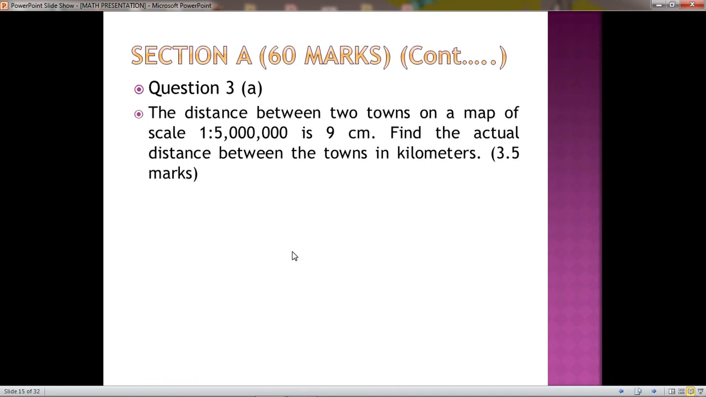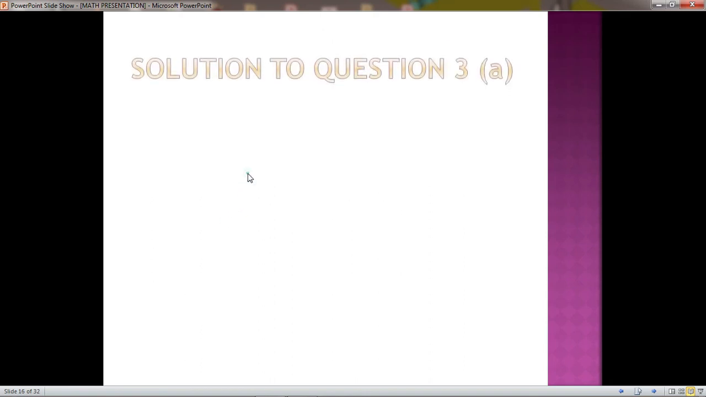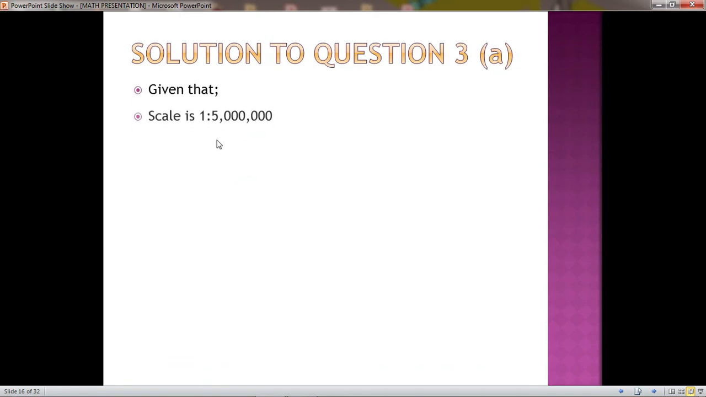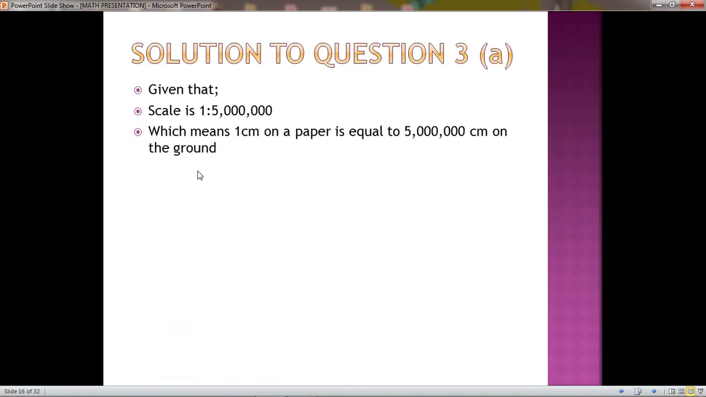Let's jump directly into question number 3a. The question is: a distance between two towns on a map of scale 1 ratio 5 million is 9 centimeters. Find the actual distance between the two towns in kilometers, which is going to be 3.5 marks in an exam. Okay, the solution: given that the scale is that much, this means that 1 centimeter on paper is going to be 5 million centimeters on the ground.